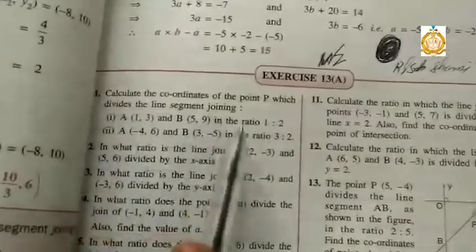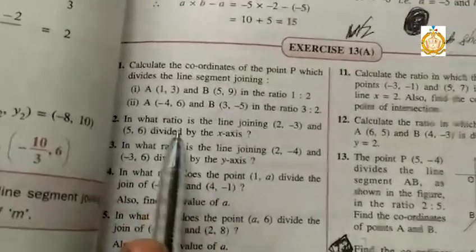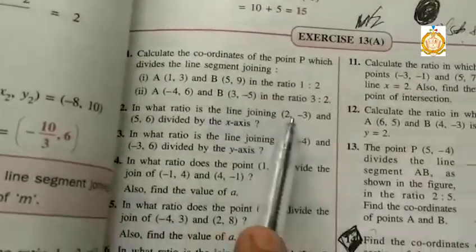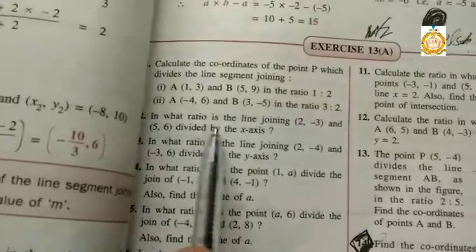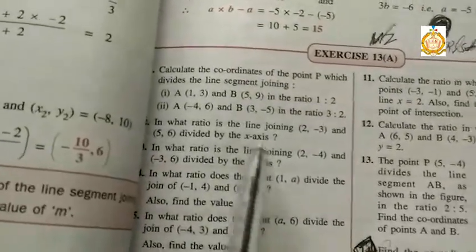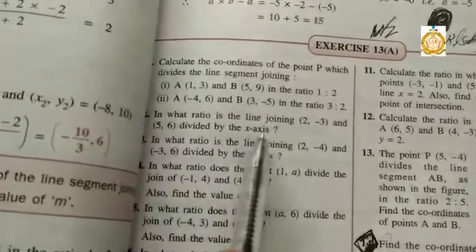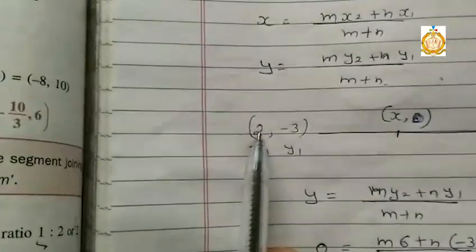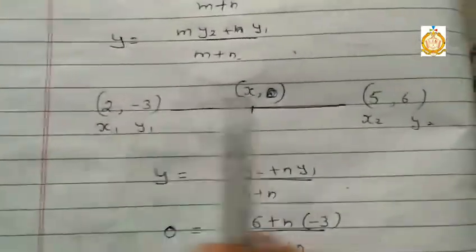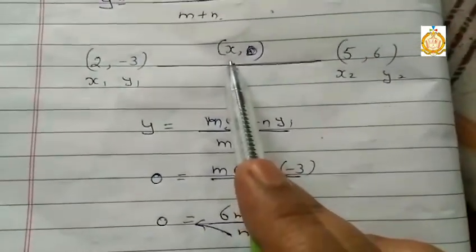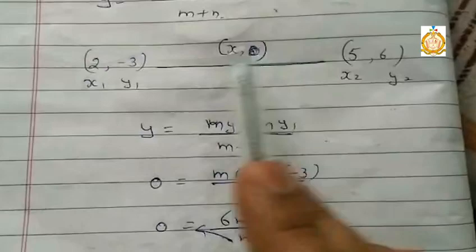See, students, first is the same, we can put the value. But in this sum, in what ratio does the line joining this and this point get divided by the x-axis? If it is the x-axis, that means y will not be present and x is present. So that's why I will take it like this. The first point A is (2, -3), the other point is (5, 6). On the x-axis, that means the point is (x, 0). The ratio is not given. I have to find the ratio.